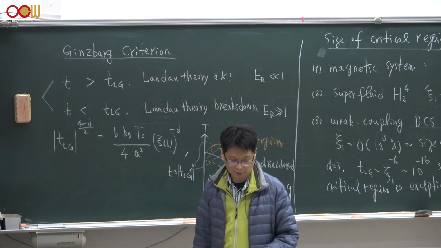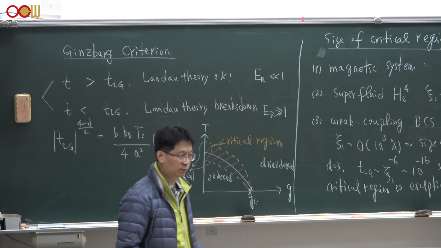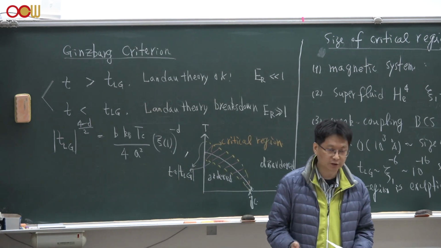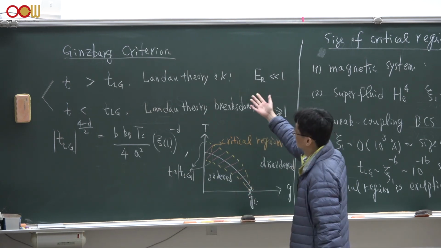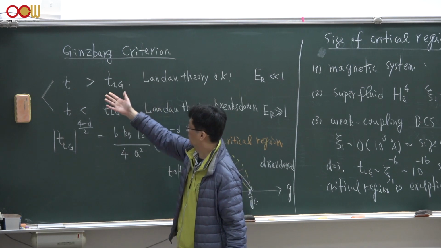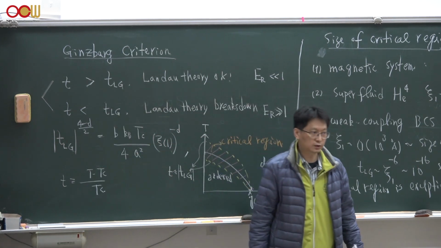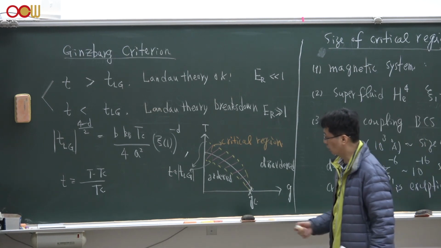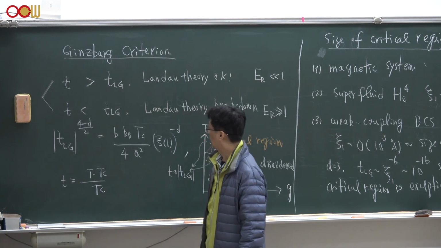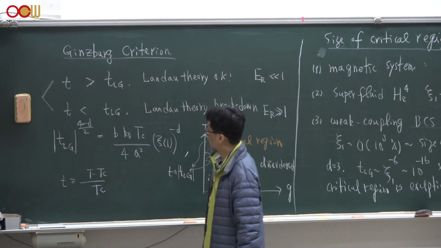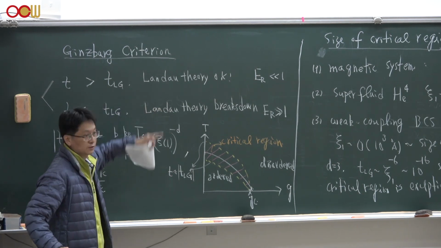So last time we talked about this Ginzburg criterion, which allows us to check whether Landau's theory works okay or the Landau theory breaks. Let me summarize this Ginzburg criterion one more time. This little t, which is the dimensionless quantity measuring how close the system is to the transition temperature, Tc. And when little t is larger than this Ginzburg-Landau distance, t_LG, Landau theory works okay.